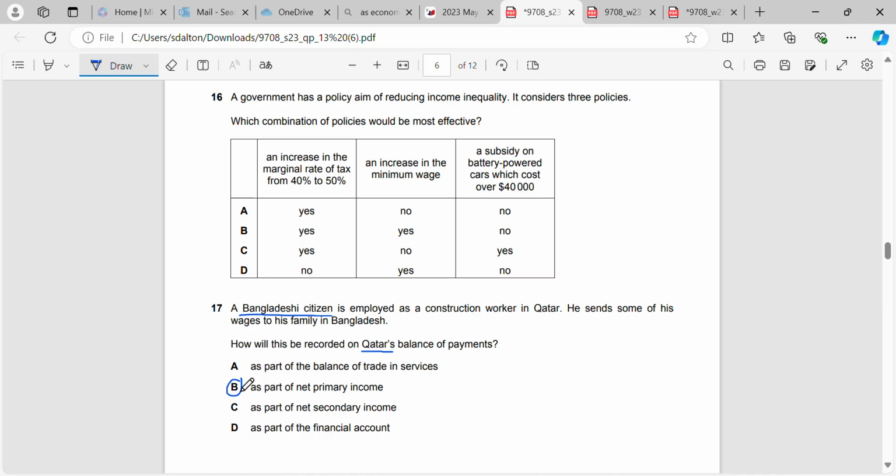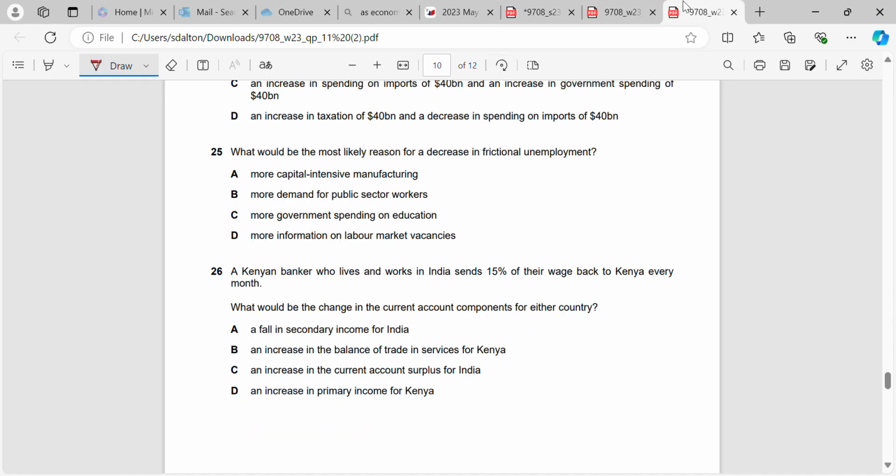Okay. Now, one thing that we need to be aware of is that this worker in this case was a construction worker. Okay. Now, in general, it's not great on Cambridge's behalf with these kind of questions.